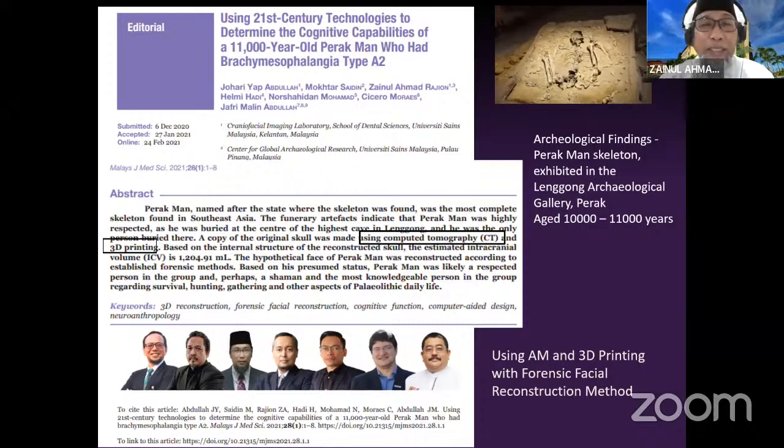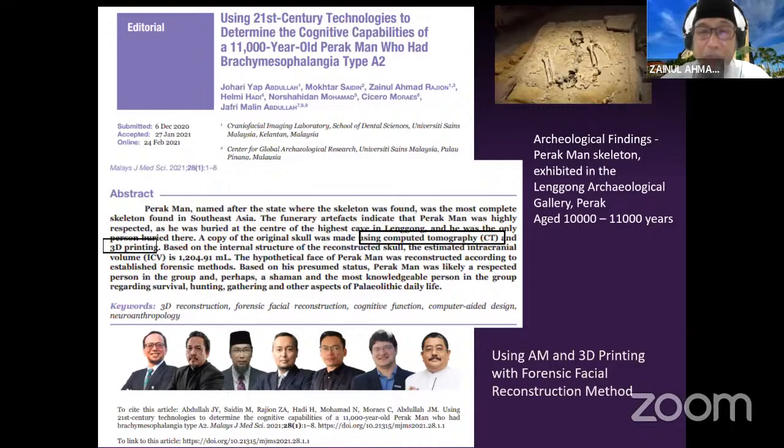It was still intact, and the archaeologists, Prof Mokhtar and his team, took the skull and brought it to us for reconstruction. We scanned the data, we scanned the skull of this Perak man skeleton, and we reconstructed it using additive manufacturing and 3D printing. This is one of the national interests being discussed, because they found that this is one of the earliest civilizations that came to our country. So we need to make sure that we do it right to interpret the data.